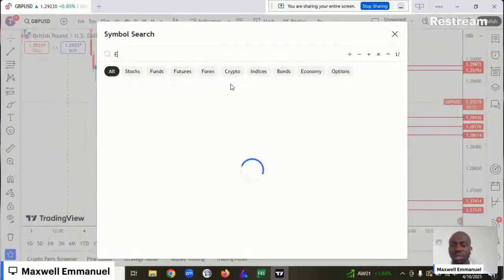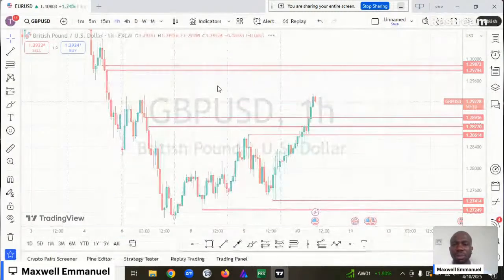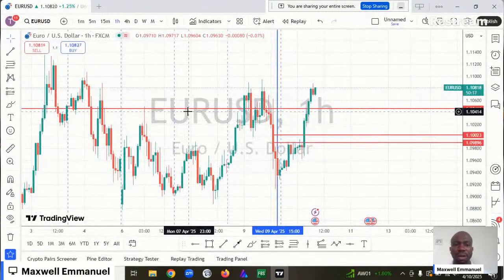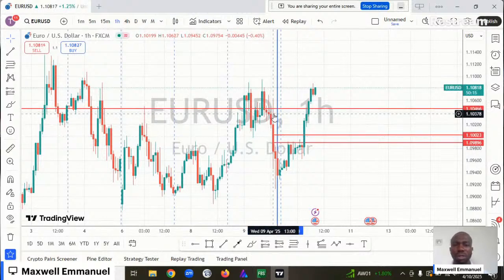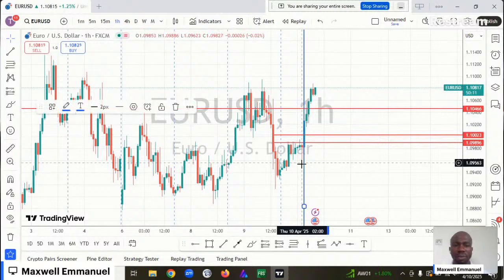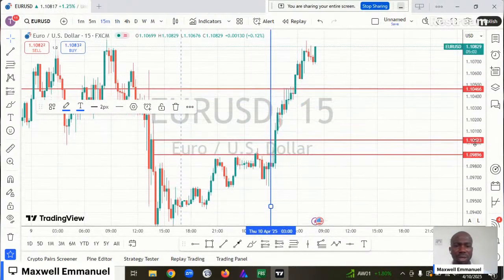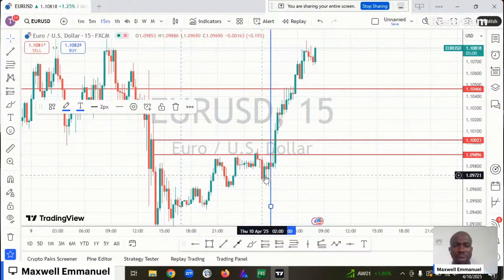Let's see Euro USD. Euro USD also has been bullish all since the market opened. It's been buying. If you had bought Euro, this would have been a good entry for Euro USD after the formation of this armor. If you go to 15 minutes, you can see what we had after the formation of that armor. We had an armor here, a resistance was created here.